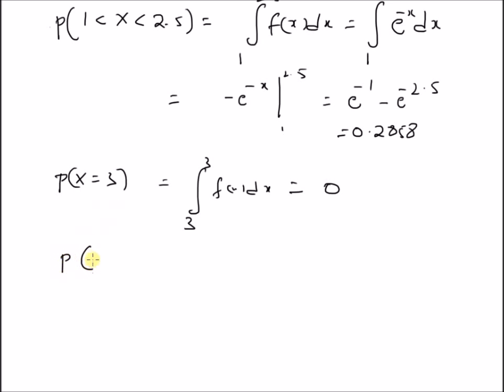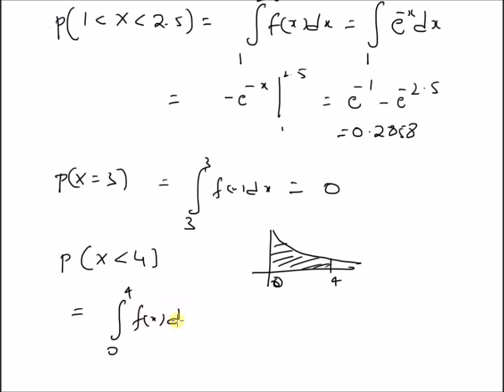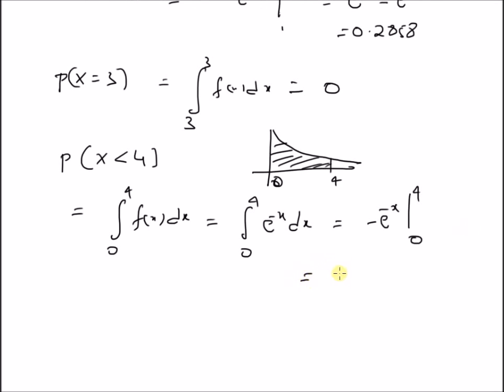Next, we want to calculate the probability of x less than 4. That is the area under the curve from 0 to 4, so that is this region. By definition, this is equal to the integral from 0 to 4 of f of x dx, that is, the area under the PDF between 0 and 4, which is equal to integral 0 to 4 e power minus x dx. This is minus e power minus x with limits 0 to 4. By inserting the values, we get 1 minus e power minus 4, which is equal to 0.91.